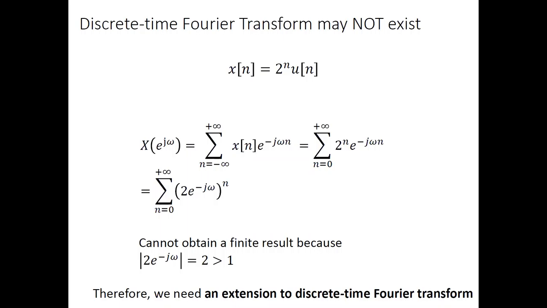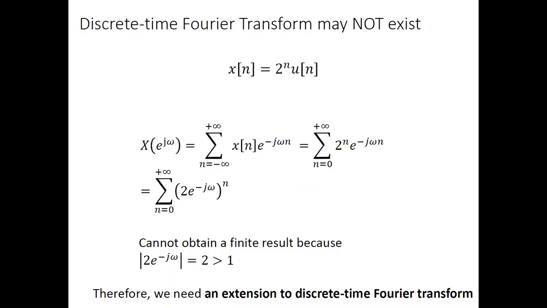For this signal, if you try to calculate its discrete time Fourier transform in the following way, just using the standard definition, x of n, we replace it by 2 to the power n. But because of this right side step signal, the infinite sum becomes from n equals 0 to plus infinity. And we reorganize the terms a little bit, 2 times e to the minus j omega to the power n for all the positive n up to infinity.